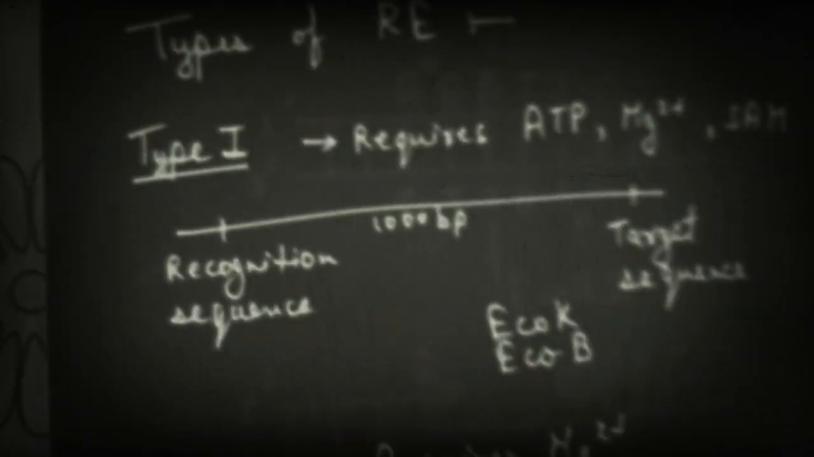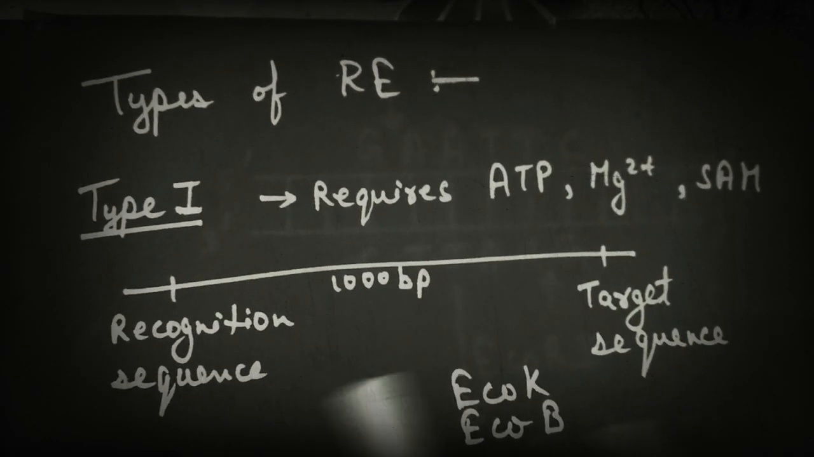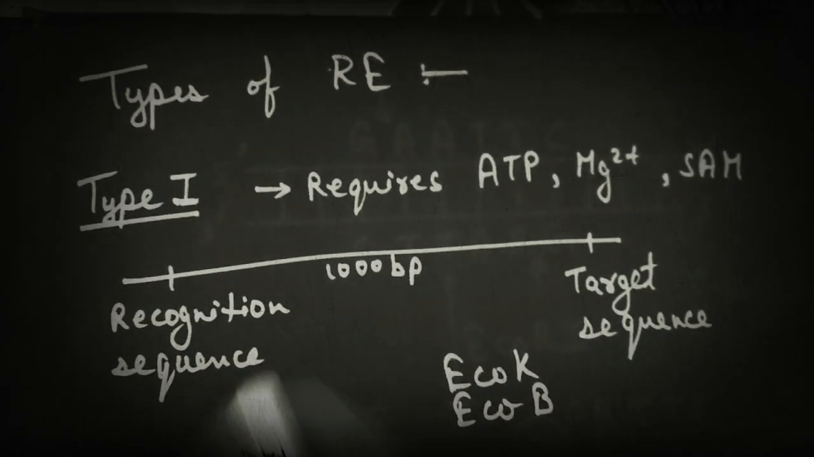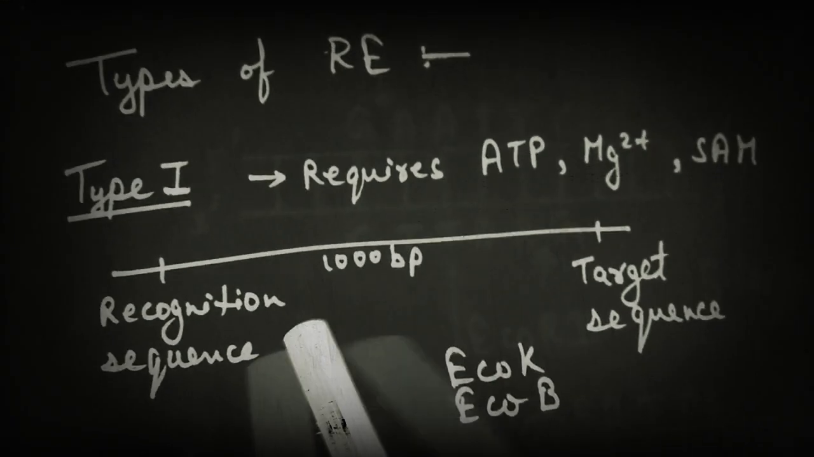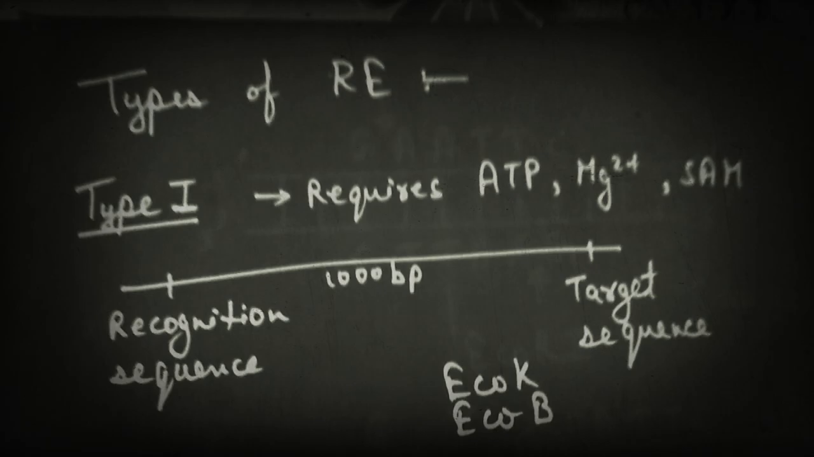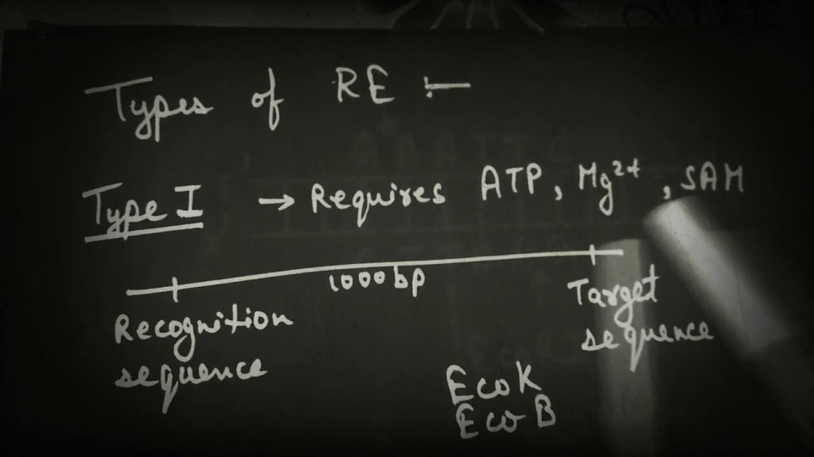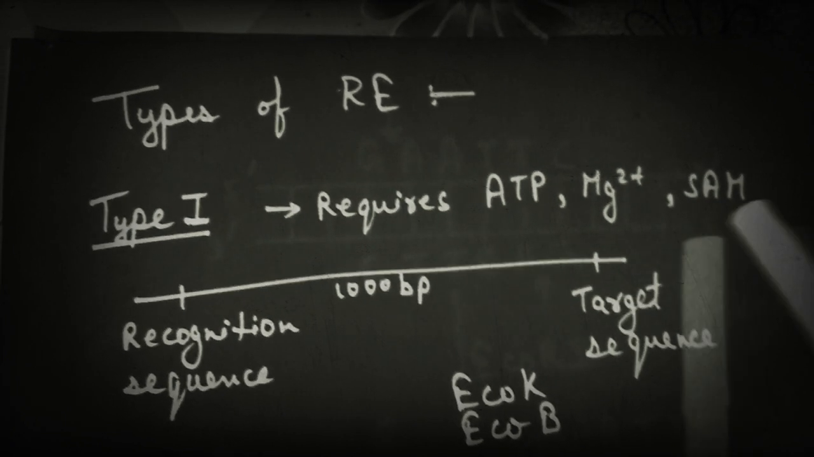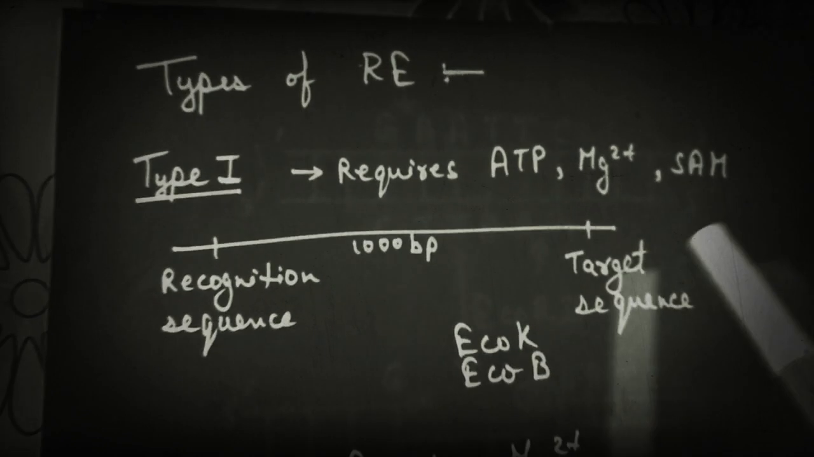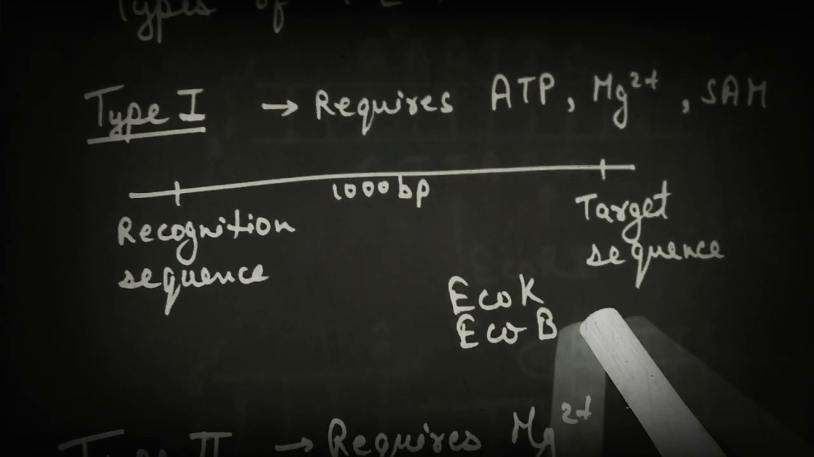Type 1. Type 1 restriction enzymes cleave DNA up to 1000 base pair far away from the recognition sequence. Means the recognition and target sequence can never be the same. It requires ATP, Mg2+ and SAM, that is S-adenosyl methionine, as cofactors, and examples of type 1 restriction enzymes are EcoK, EcoB, and many more.